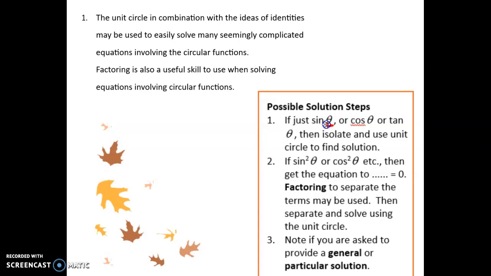You also have to pay attention if you're asked to provide a general solution or a particular solution. Now, a general solution is basically where there's no domain given, so you have to put the plus 2 pi n at the back, which means that it could keep making loops around and getting back to that spot. But if it's a domain that's given, you can just list your answers. So that's the big difference between general and particular.